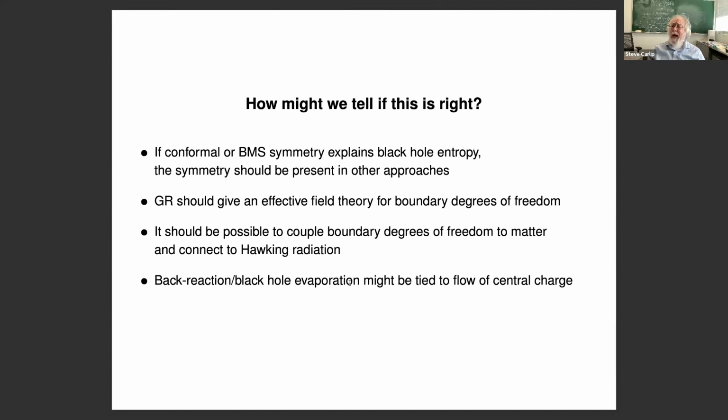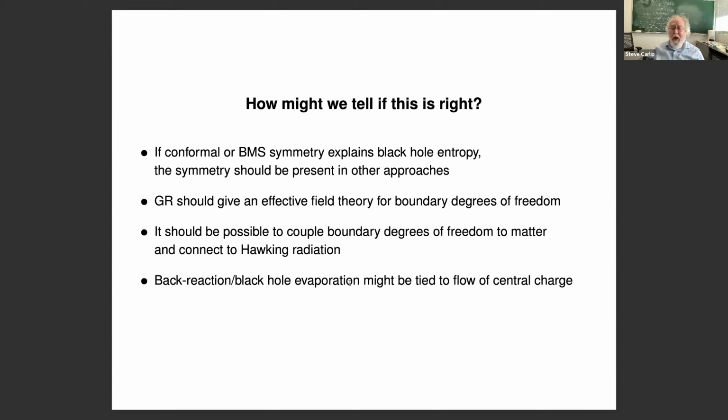Well, first of all, if you come back to that third puzzle that I talked about at the beginning, the fact that so many different approaches gave the same answer for entropy, if the explanation is the symmetry, then the symmetry should be hidden somewhere in those derivations. And there are a few cases where I know how to show this, but there are many others where I don't. There should be an effective boundary, a theory of boundary degrees of freedom induced from general relativity that should tell us more about these degrees of freedom.